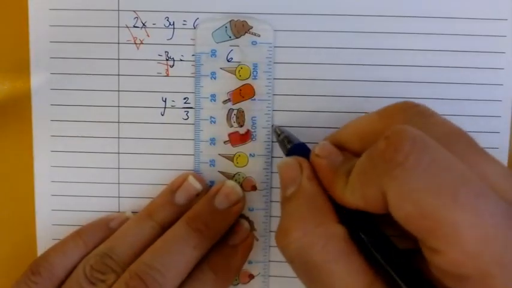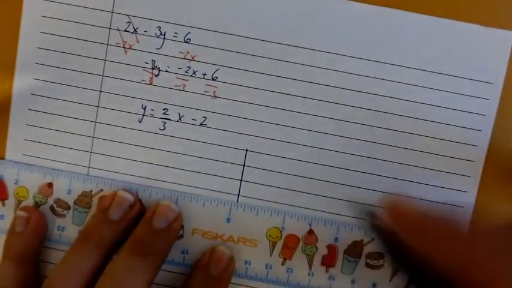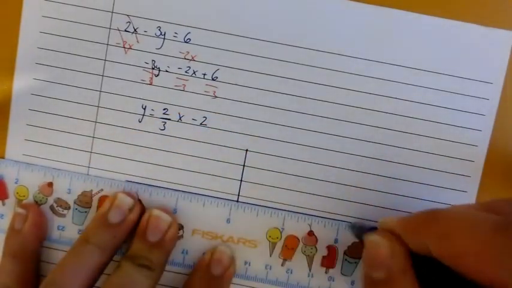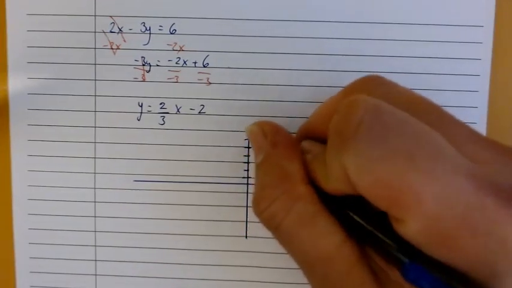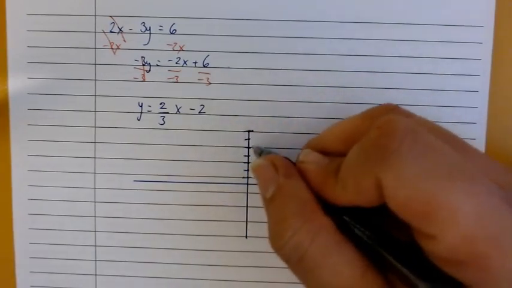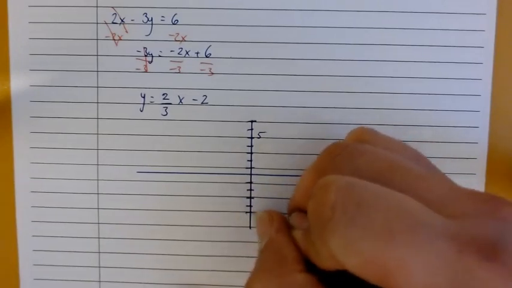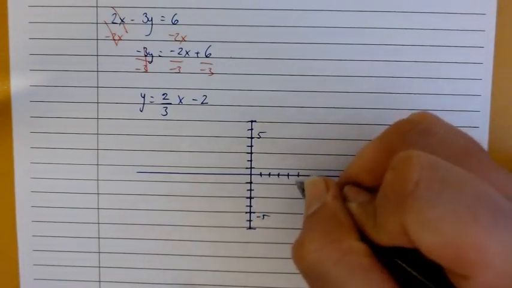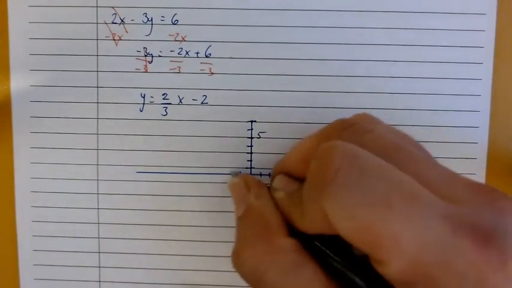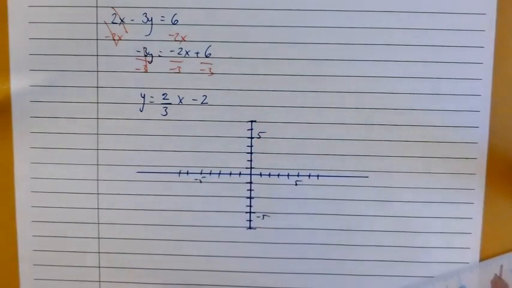So let's go ahead and graph this. All right, let's see here. 1, 2, 3, 4, 5, 6, 7. 1, 2, 3, 4, 5, 6, 7 on each axis. All right.